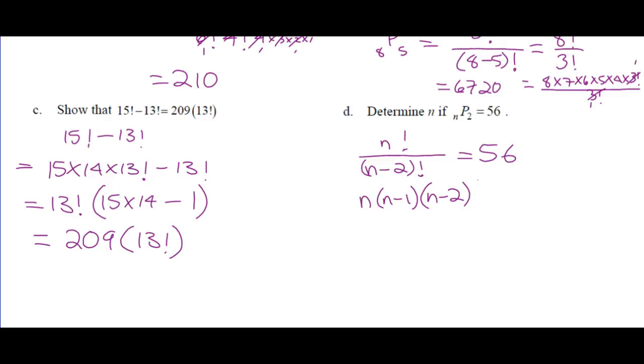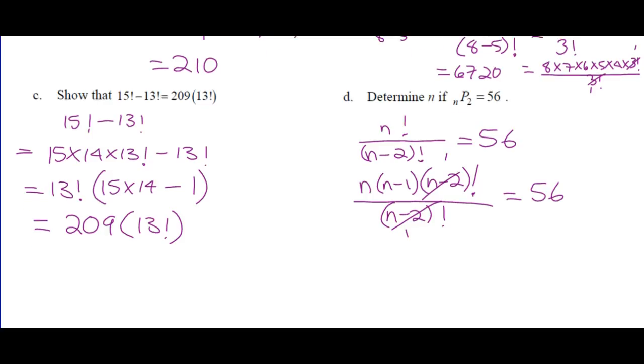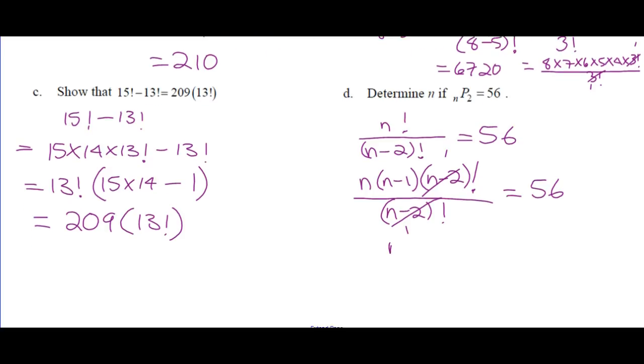Stop here, right? Why? You get an n minus 2 factorial on the bottom. So what can I do with the n minus 2 factorials? Cross them off. What do I put in their place? The number 1. Just remember there's a 1 there. Okay, so what do we have? n times n minus 1 is 56.